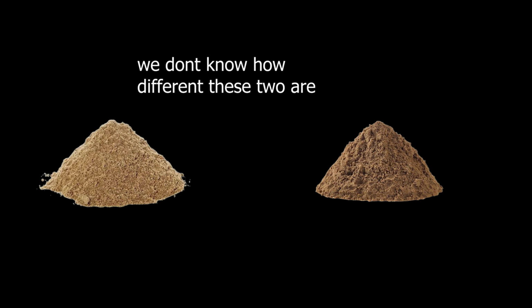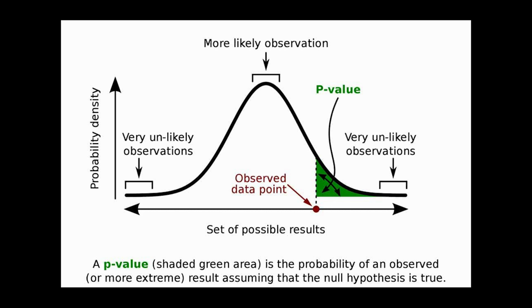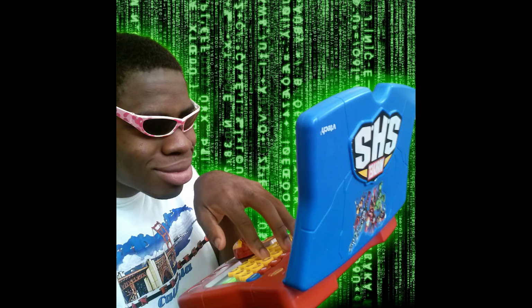So to wrap it up, the p-value doesn't tell you how different the subjects are, and it doesn't fully prove your theory if you keep testing again and again. It just tells you how weird your data would be if you had nothing going on. Just run your test once and don't fall for p-hacking.